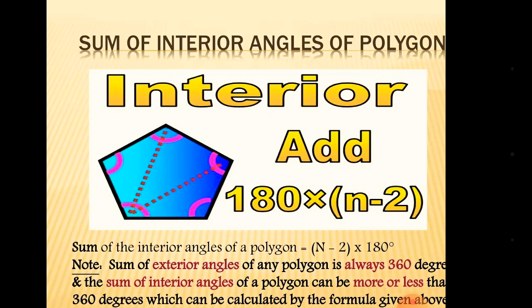In the same way you can find it for any polygon. You can find it for a hexagon, a pentagon, or any polygon. With the help of this formula, you can find the sum total of all interior angles of a polygon. In place of n, you will keep the number of sides of that polygon and you will get the total sum of all interior angles.